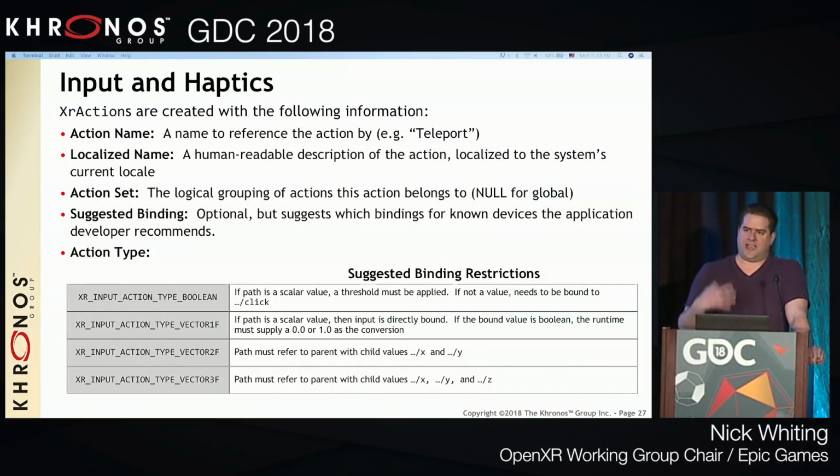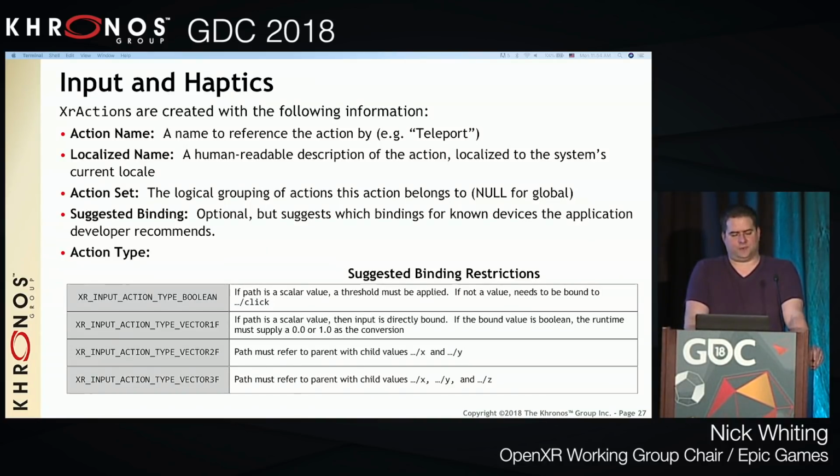So the actions that I mentioned up there have a couple properties that I'll go over real quick. The first one is just its identifier name, so teleport, jump. Nothing terribly interesting there, but it also has a localized name, which is the human readable description that's surfaced in the UI of the runtime. So this can be the same as the action name for simple things, but it also might be something a little more complex to describe a more complex action.